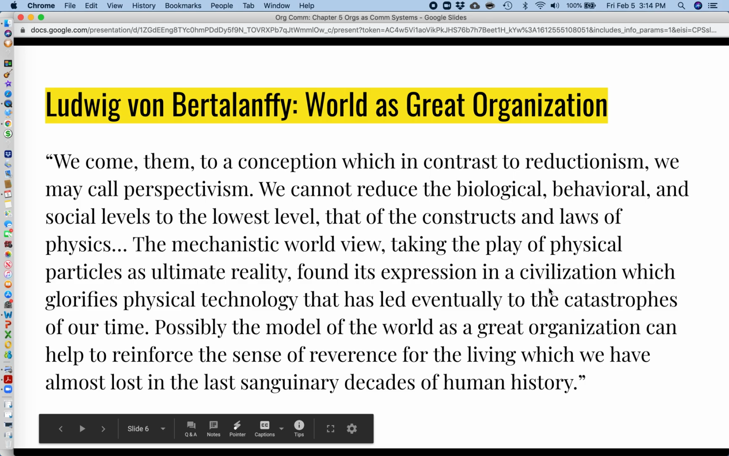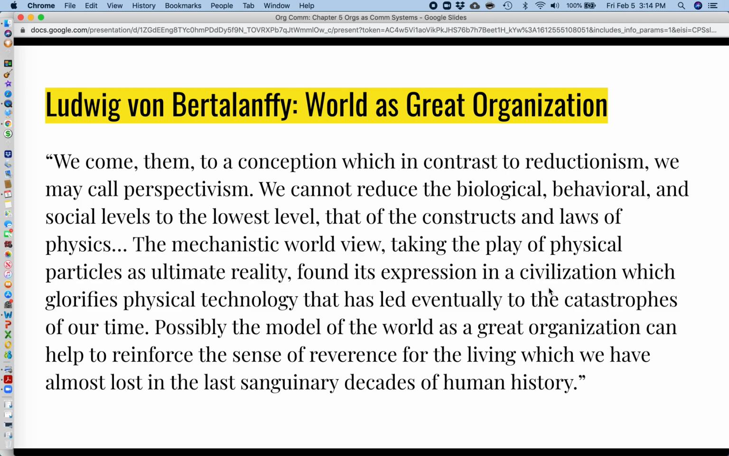And so one of the thinkers who really influenced this systems theory broadly is Bertalanffy, right, which is a tough name to say, but a thinker who theorized the world as a great organization, right? And so he comes up with this quote: "We come then to a conception which, in contrast to reductionism, we may call perspectivism. We cannot reduce the biological, behavioral, and social levels to the lowest level, that of the constructs of laws and physics."